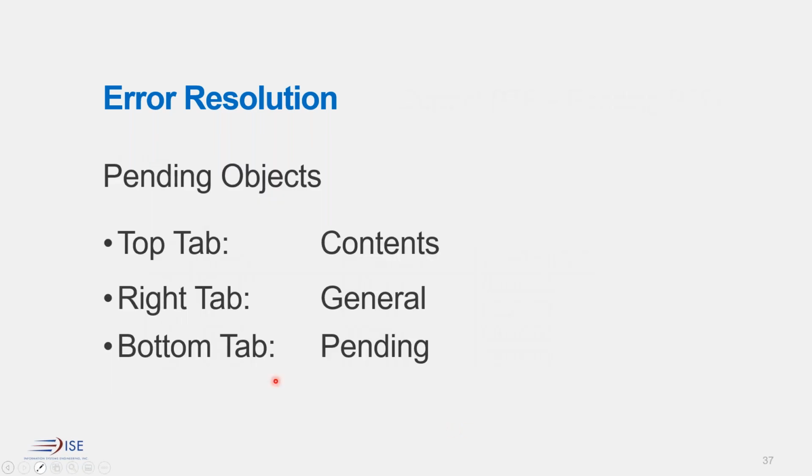Okay, and so for pending objects errors, these are the third type of error that we would be looking at in PUI. And to see these, we are going to go to Contents on the top tab, General on the right tab, and Pending on the bottom tab.